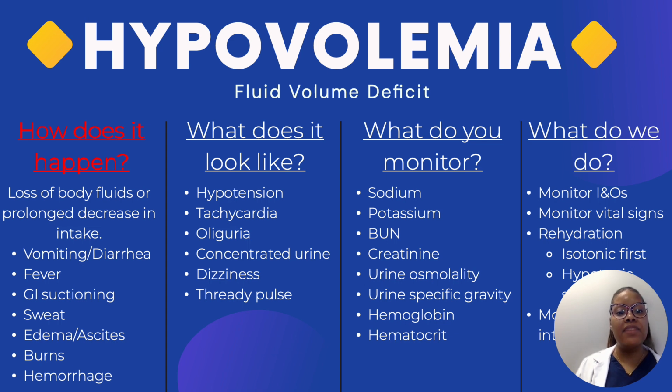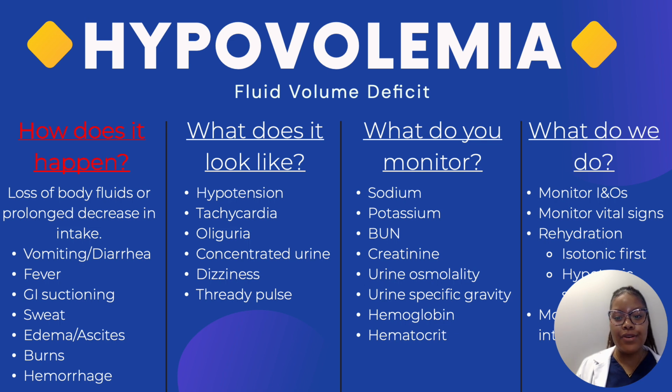So hypovolemia happens when there is a loss of body fluids or a prolonged decrease in intake. So this could be because of vomiting or diarrhea. So if that patient has that, it leads to a rapid fluid loss from the GI tract. If that patient has a fever, increased sweating, and insensible fluid loss. GI suction. If you have a patient who has an NG tube down, you are removing fluids and electrolytes from the stomach. Sweating, excessive sweating can lead to dehydration.